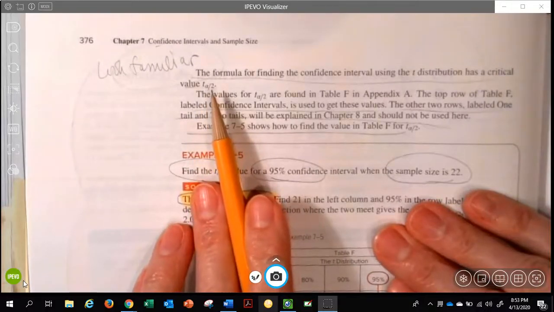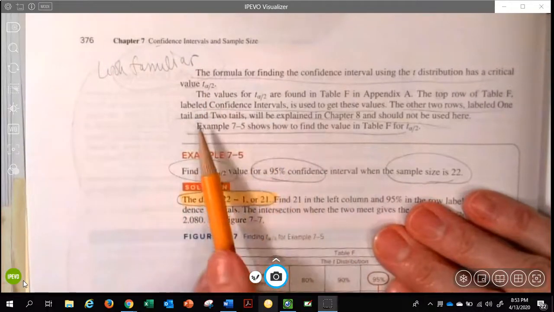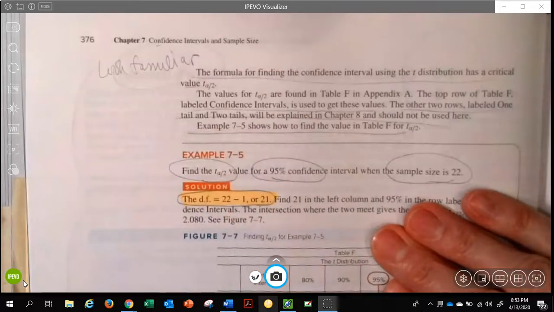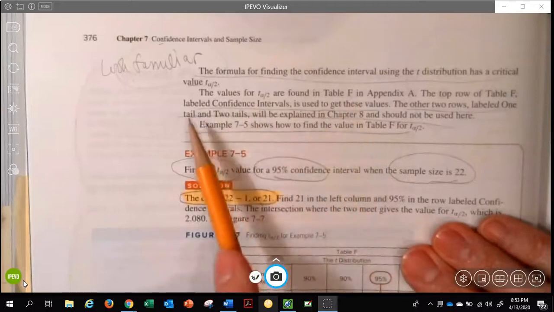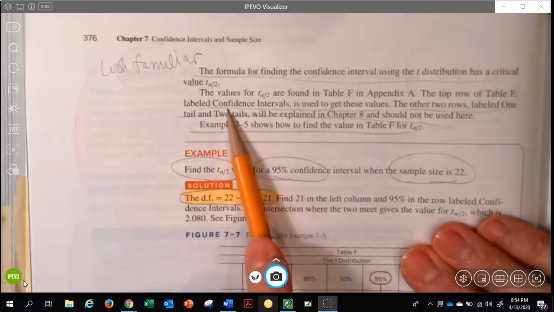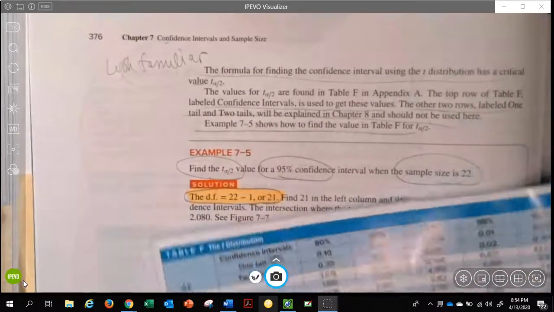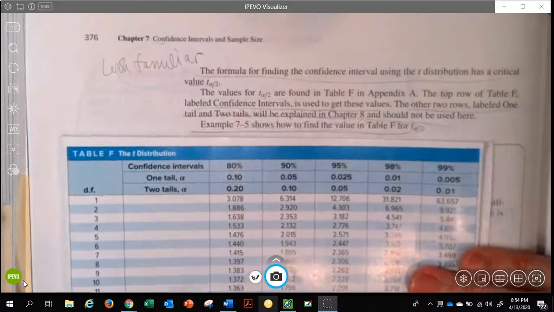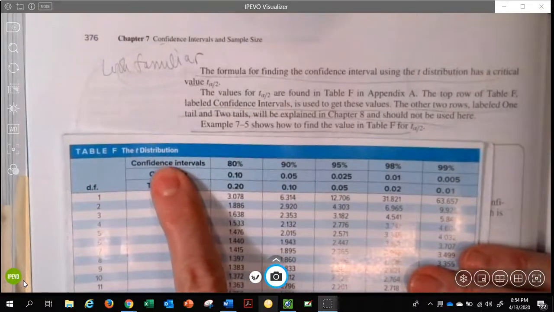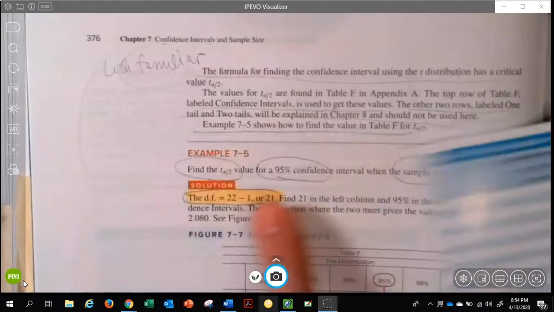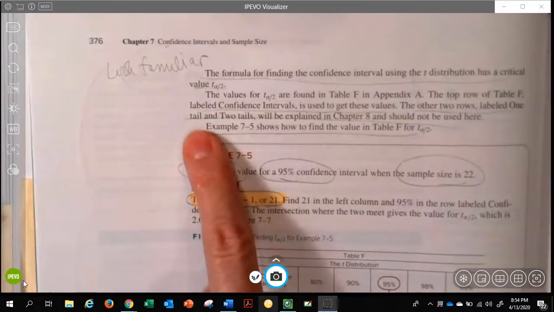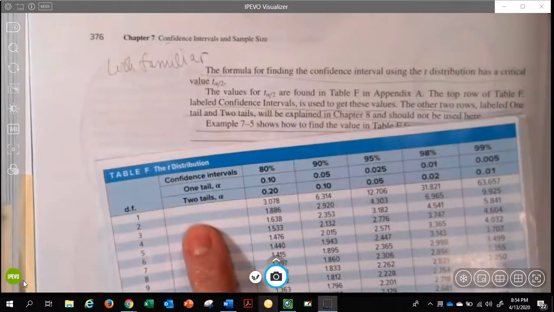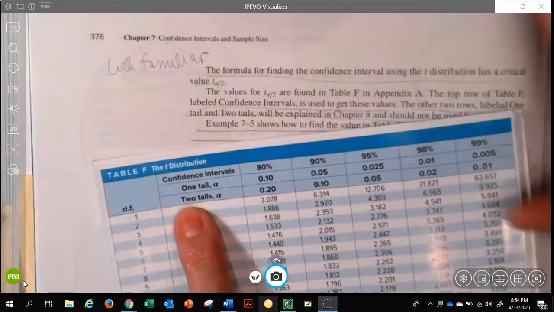Does that look familiar? Yes. But this is a whole lot easier to calculate, compute, find, whatever. The values are found in this table F. At the very top, you'll have a row called confidence intervals. If you look at the very top of your table F, do you notice the very top row says confidence intervals? That's us. It is used to get these values. There are two other rows. One is one tail, one is two tail. So you see one tail and two tail.